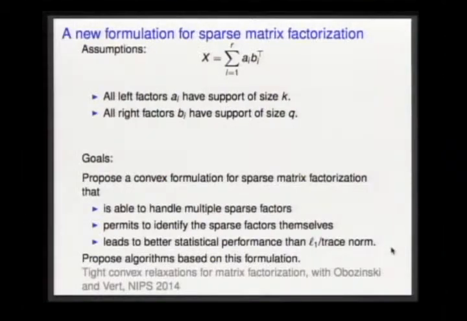So by formulating the problem like this, we call k and q the number of non-zeros in each of the factors a and b. By formulating the problem like this, we are able to write the sparse PCA problem for rank larger than 1 as an optimization problem.